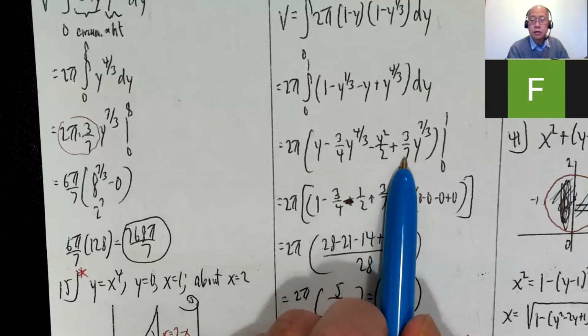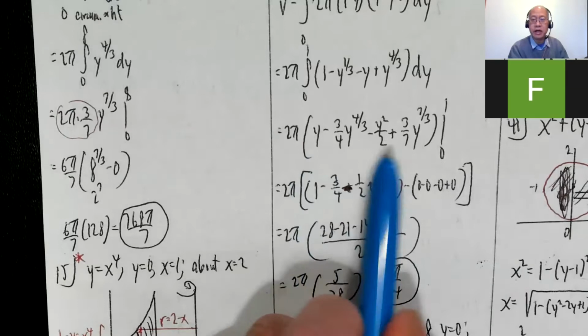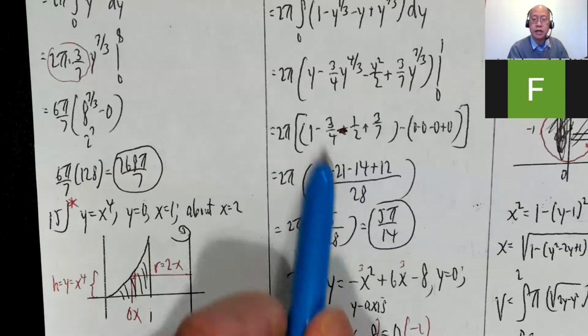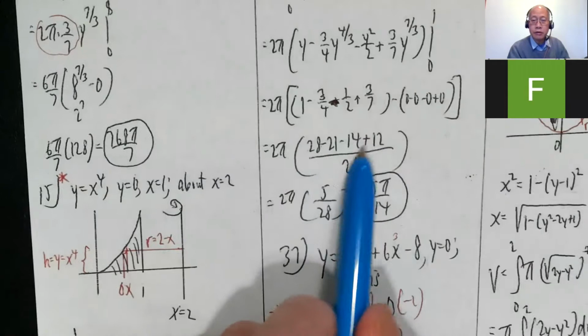Plug in 0, you get 0. Plug in 1, again, 1 raised to anything is 1. So I just look at the coefficients. 1 minus 3/4 minus 1/2 plus 3/7. Let's see, 4, 2, 7, so common denominator is 28. So 1 is 28 over 28, minus 3/4 is 21 over 28, 1/2 is 14 over 28, 3 over 7 is 12 over 28. So do that arithmetic, 2 pi times 5 over 28, 5 pi over 14, final answer.